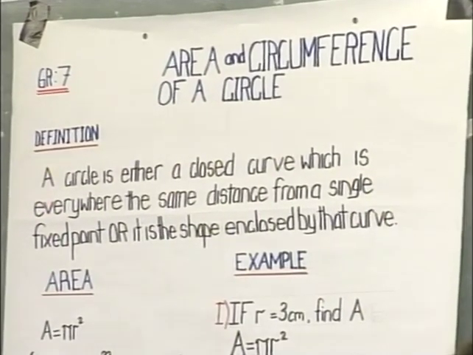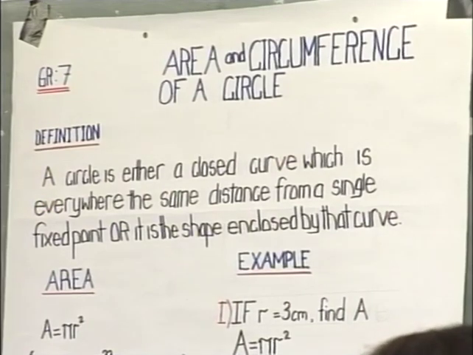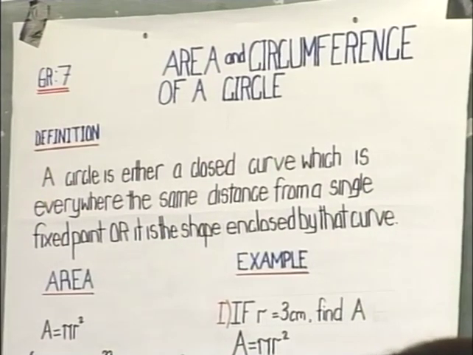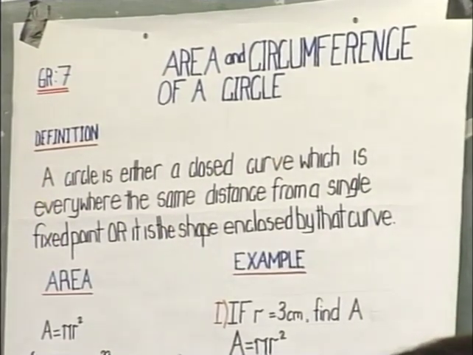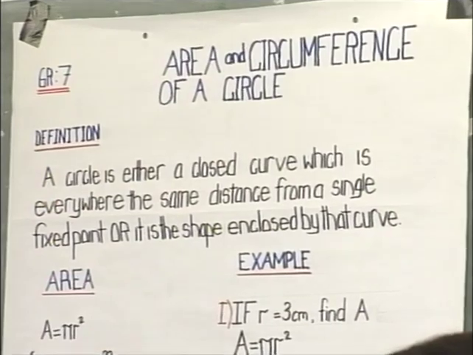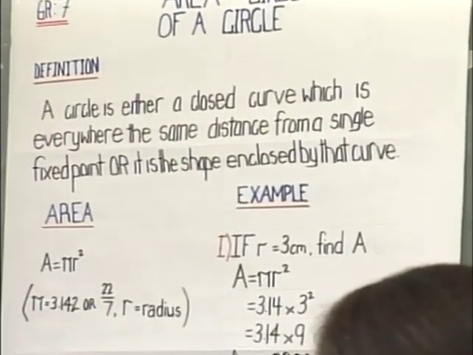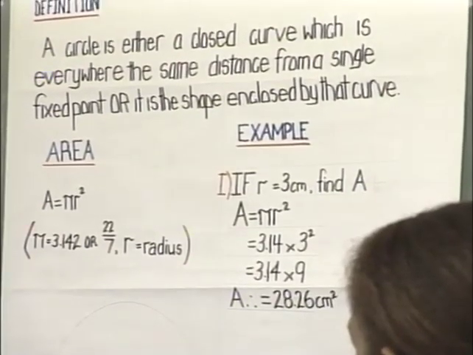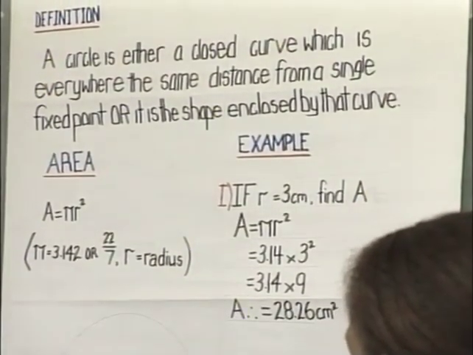Okay. A circle is either a closed curve which is everywhere the same distance from a single fixed point, or it is a shape enclosed by that curve. The formula for the area is A equals pi r squared. Circumference, in other words, is the perimeter of the circle. The circumference of a circle is the distance measured around the curve which makes the circle.